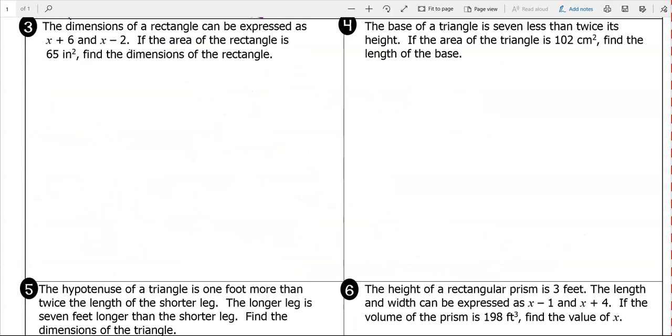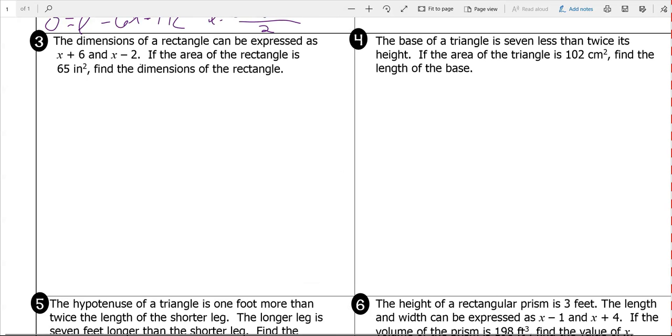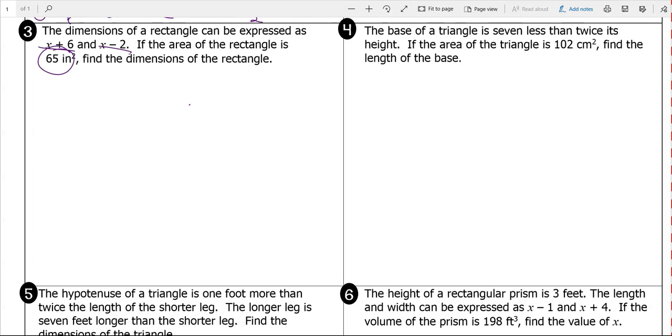All right, we're going to skip down to number 3, mostly because all of these questions are pretty much the same, and we're just going to do a couple of examples, and then I'm going to do one example that isn't on this particular page, but just as a demonstration. All right, so number 3 says the dimensions of a rectangle can be expressed as x plus 6 and x minus 2. If the area of the rectangle is 65 inches square, what are the dimensions?